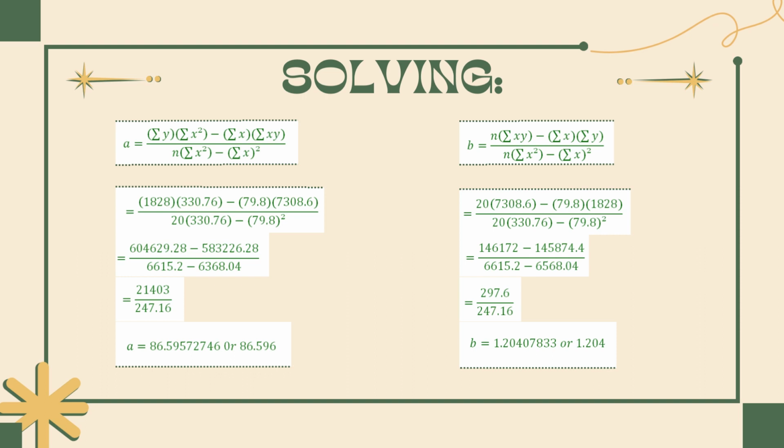and a is equal to 86.596. And for our b, or our slope, we have the equation b equals n times the summation of XY minus the summation of X times the summation of Y, over n times the quantity summation of X squared minus the quantity summation of X squared. Just like we did in our a, or y-intercept, we just substituted their values.